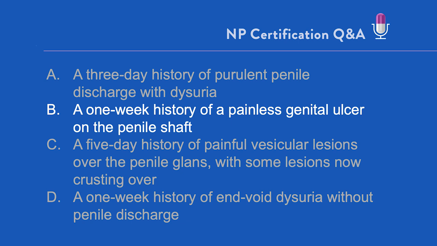D, a 1-week history of end-void dysuria without penile discharge. This is a fairly vague piece of history, but you always have to just deal with what you're given on the NP boards. Could be a UTI, although UTIs are pretty uncommon in men of this age. It could also be chlamydia trachomatis, because quite often, regardless of birth sex assignment, chlamydia presents with an end-void burning, but without urgency.